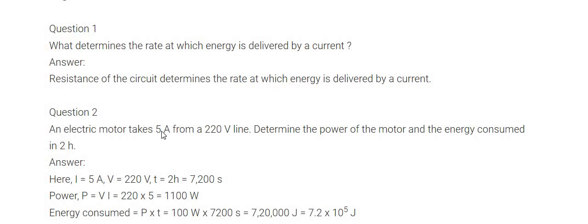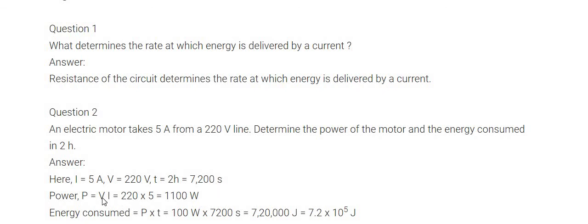An electric motor takes 5 ampere from a 220 volt line. Determine the power of the motor and the energy consumed in 2 hours. Here the current I is given, that is 5 ampere. V is given, 220 volt. The time T is 2 hours. So we have to first convert it into seconds. As we know, 1 hour contains 3600 seconds. If we multiply it by 2, then we get 7200 seconds.